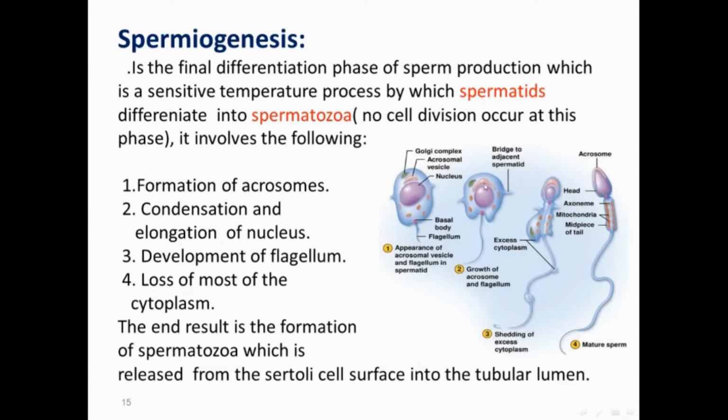The changes that involve the spermatid include the formation of the acrosome, a structure located at the tip of the head of the sperm. This acrosome is particularly important because it contains enzymes that help to break down the ovum during the process of fertilization. Also, the nucleus changes from ovoid into a condensed and elongated nucleus, with shedding of most of the cytoplasm and formation of the flagellum, which is important for sperm motility.